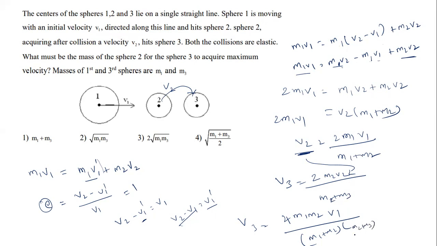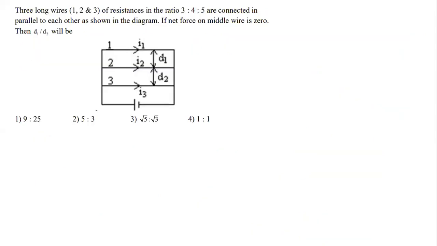M2 plus M3. So what they are asking, maximum velocity. So what do you do? Differentiate with respect to the second sphere, right? With respect to the second sphere, you differentiate V3 by dM2 equal to 0. You will get a relation. Which relation do you get if you do that? M2 is equal to under root of M1, M3.